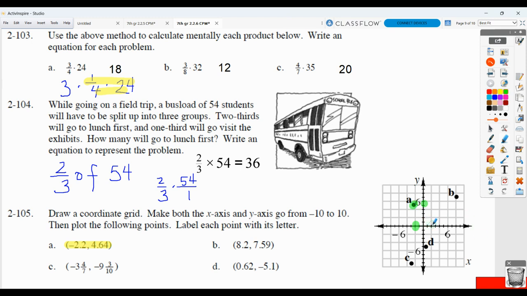So the small lines here in between are representing 1, but every mark here is 2. And then for B, 8 and 2/10 ends up being about here. 7 and 59 hundredths about here. And again, where they meet is where B is. Here's C, here's D, and again, look them over and make sure that they make sense to you.